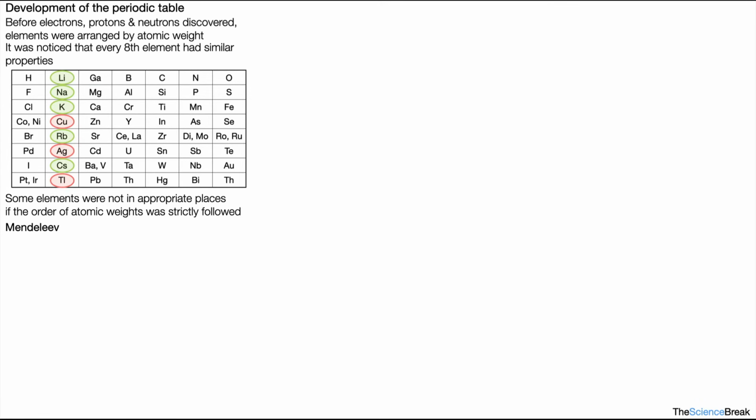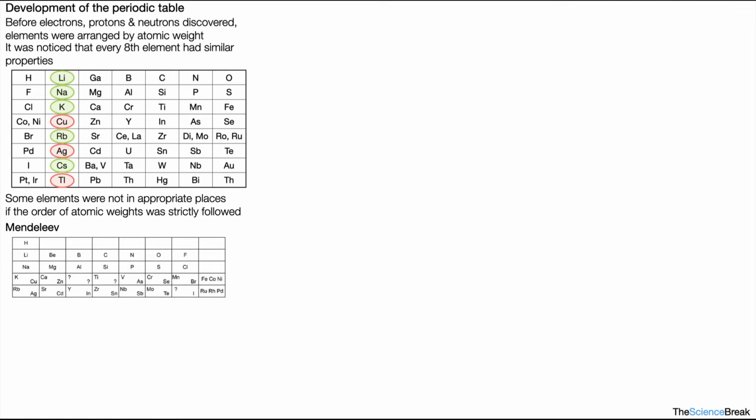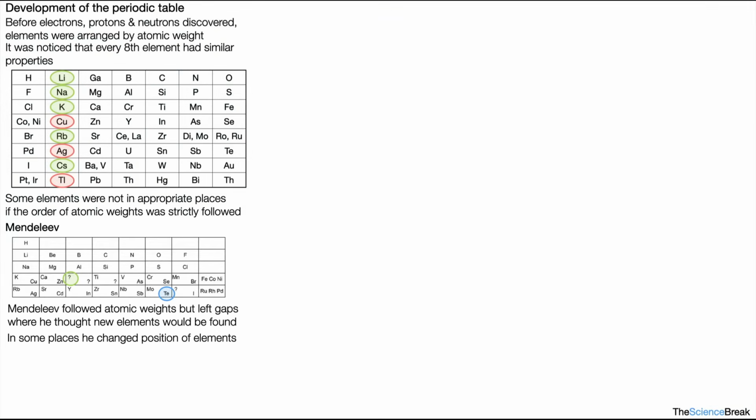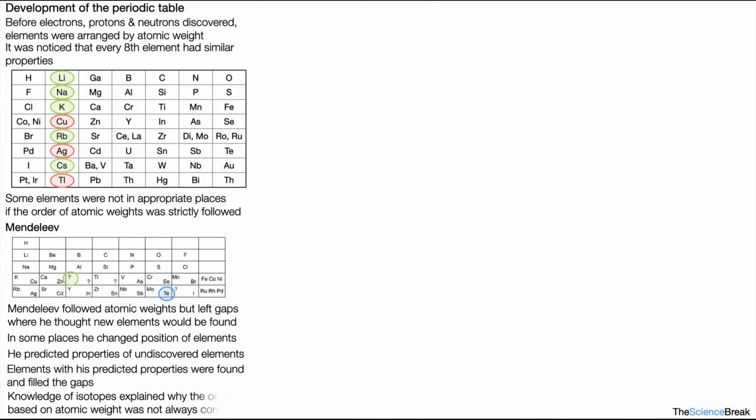Then we have a scientist named Dmitry Mendeleev. His periodic table was a bit more like this. Mendeleev followed atomic weights but left gaps where he thought new elements would be found. There's a gap there where the question mark is seen. In some places he changed the position of elements, for example this one here, so it matched the group more closely. He predicted properties of undiscovered elements. Elements with his predicted properties were eventually found and they filled the gaps. Knowledge of isotopes explained why the order based on atomic weight was not always correct.